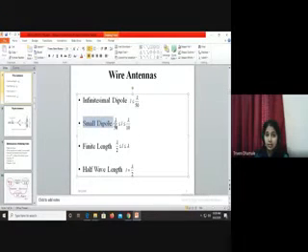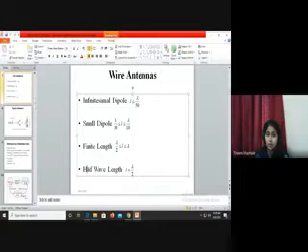Then lambda by 50 to lambda by 10, that length is a small dipole. Then lambda by 2 to lambda, that is your finite length dipole antenna. And the next one is when your length is exactly lambda by 2. So it is known as the half wavelength dipole antenna, the half wave dipole antenna.